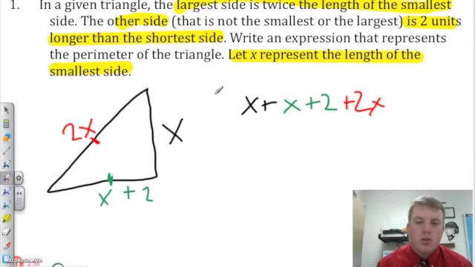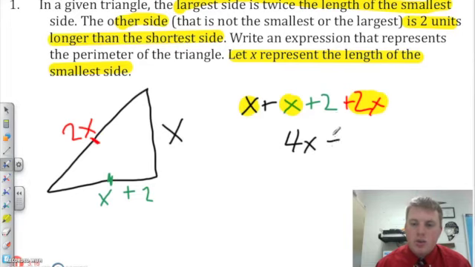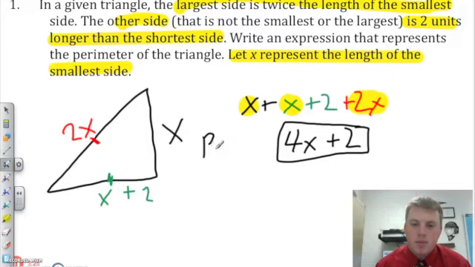Now we do want to simplify this, so we want to combine all our like terms. So I'm going to look at where I have my x's. I have an x here, an x here, and an x here. So if I combine those all together, I'm going to get 4x. And then I only have the one constant here, so I'm still going to have plus 2. And that will be our expression to represent the perimeter of this shape.